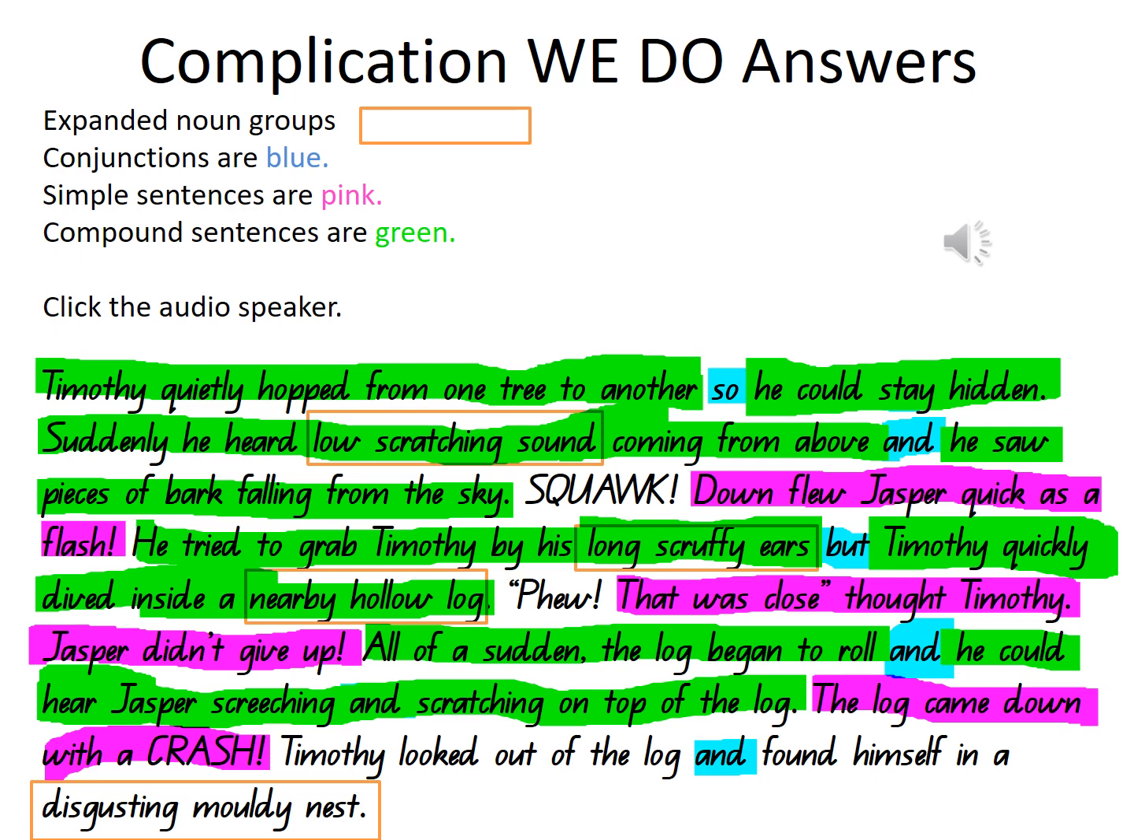In the next PowerPoint tomorrow, we will be looking at how Timothy solves his problem. So we don't solve the problem in the complication. It's just how he works towards it or tries to solve the problem. Good job, everybody.